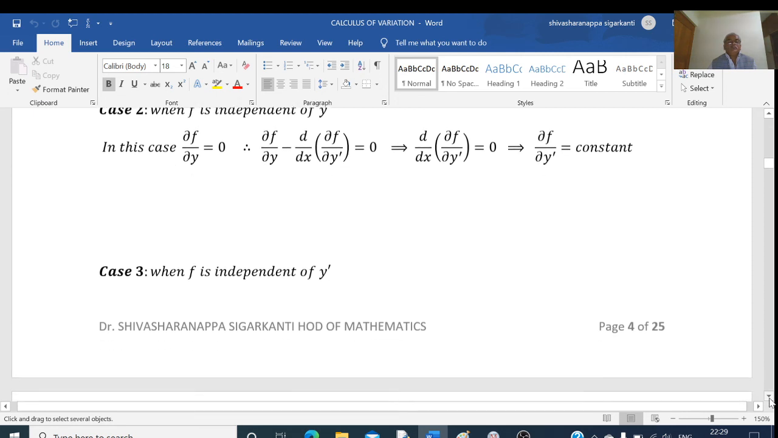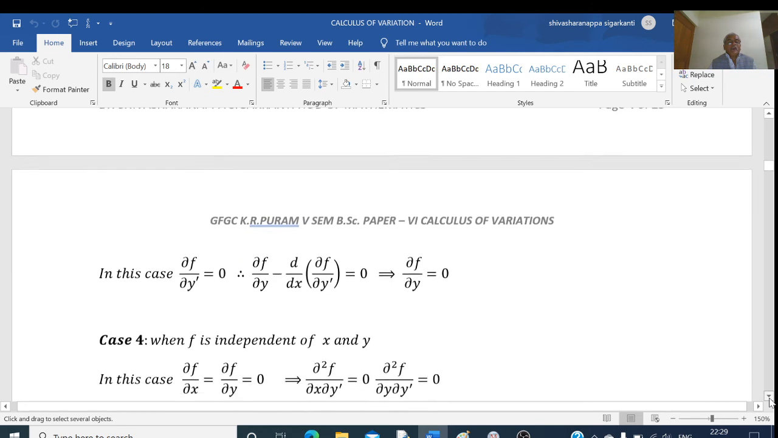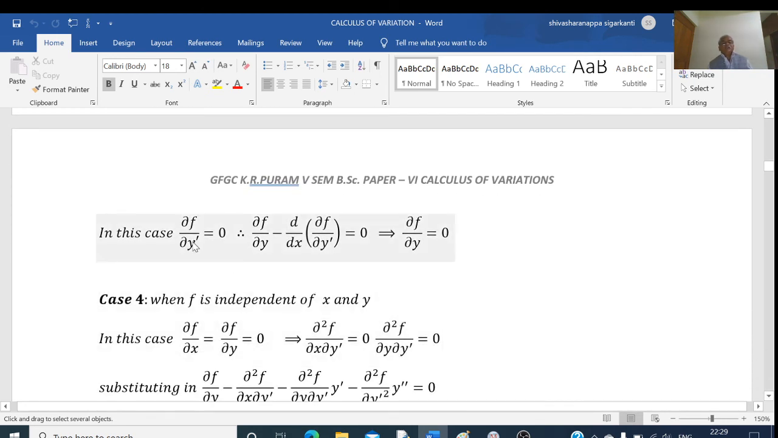Then, next we consider another case. Suppose f is independent of y'. In this case we get ∂f/∂y' = 0. And we have the Euler's equation ∂f/∂y − d/dx of ∂f/∂y' = 0, and the second term is equal to 0. Then we are getting ∂f/∂y = 0. So this equation we are getting if f is independent of y'.